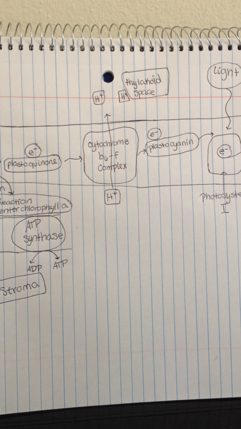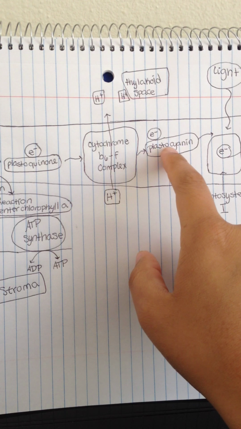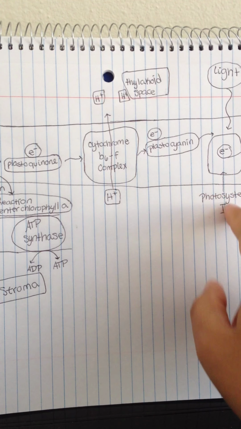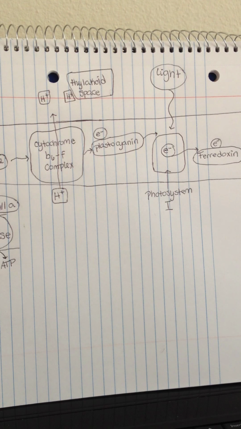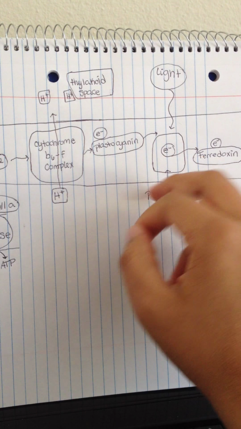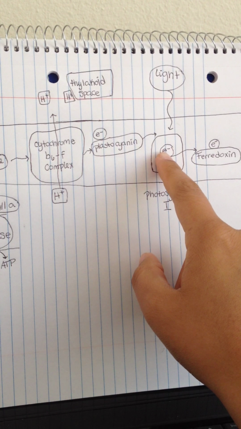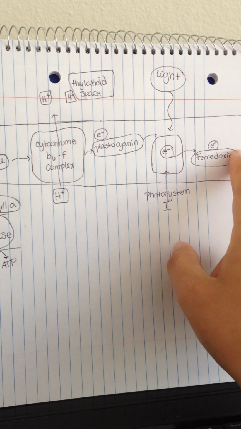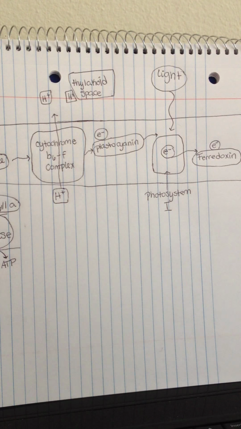Anyways, going back to the electrons that go through the complex, they are then carried over to plastocyanin, which is another electron carrier, and this electron carrier takes them over to photosystem 1. Photosystem 1 gets another energy boost from light, and again the electrons are excited in the reaction center, chlorophyll A of photosystem 1, and the excited electrons are then taken off to ferredoxin, which is yet another electron carrier, and this electron carrier will continue right down here.